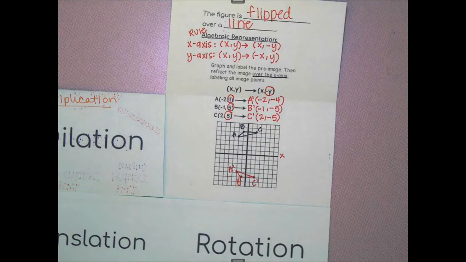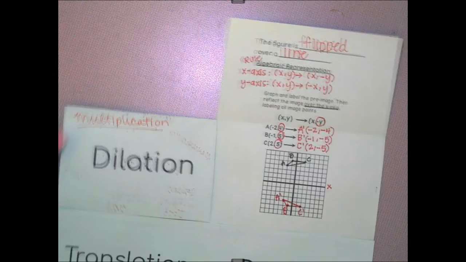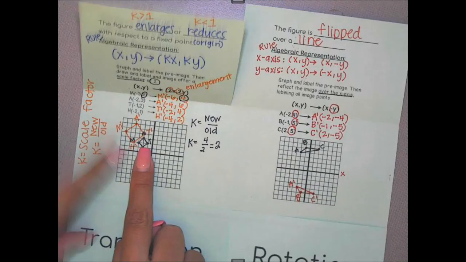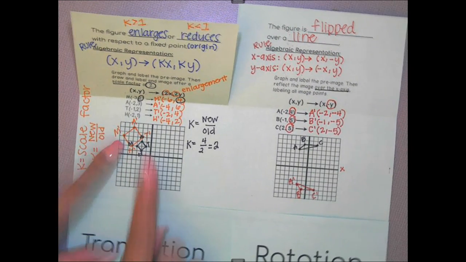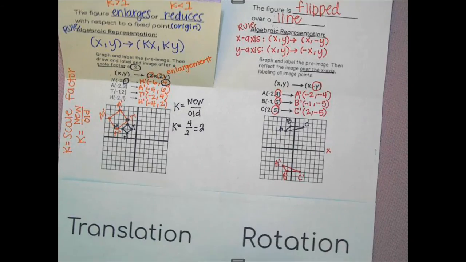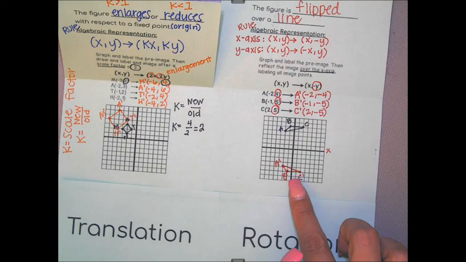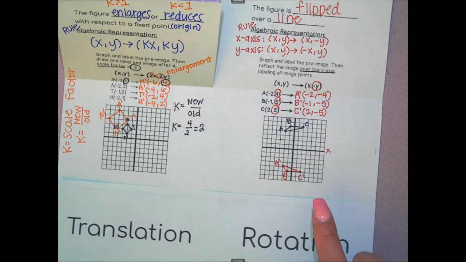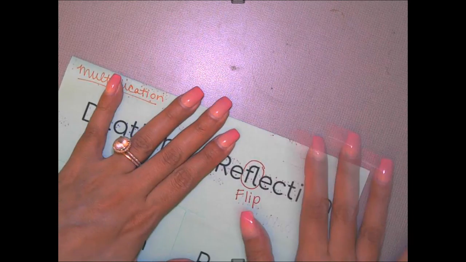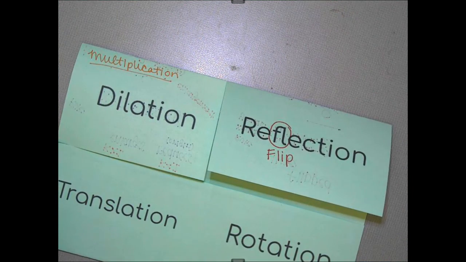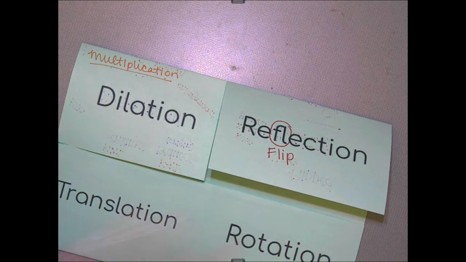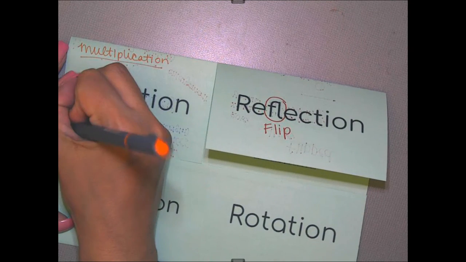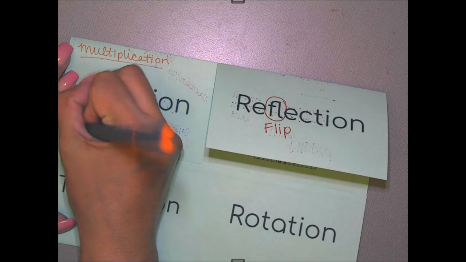And I do want to talk about the shape. So if I look at my dilation, my shape either got bigger or smaller. But when I look at my reflection, my shape stayed the same. It just flipped. So on the front, we're going to make this little note. Dilation, we're going to put not congruent.